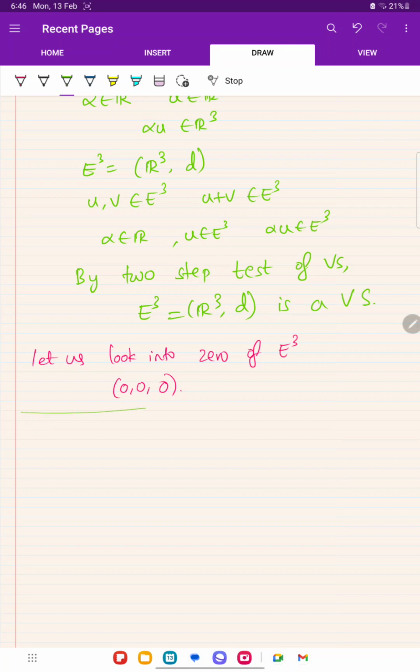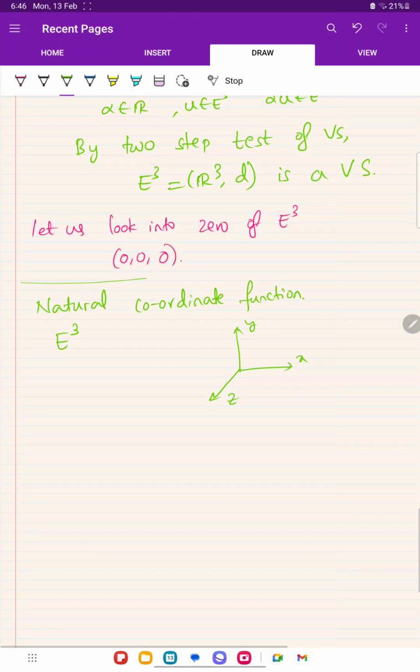Now let's look into one more definition, that is natural coordinate functions. So it involves three terms: natural coordinate functions. Coordinate function means it involves some coordinate system, and that should come naturally. As we are studying E3, the three-dimensional space, our coordinate system is three-dimensional, which involves the x direction, y direction and z direction. So these three, x, y, z, are called natural coordinates.